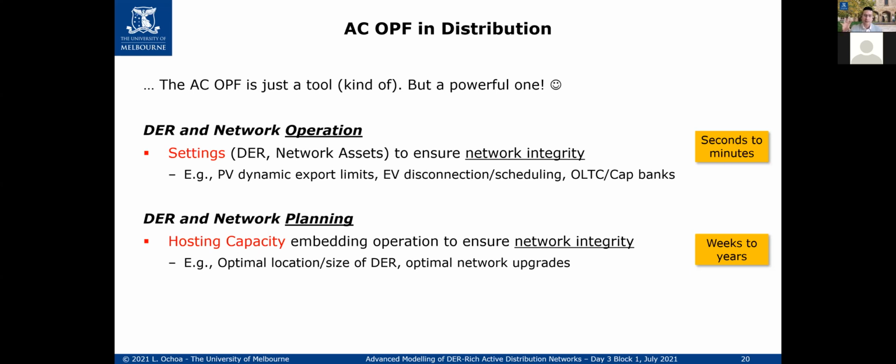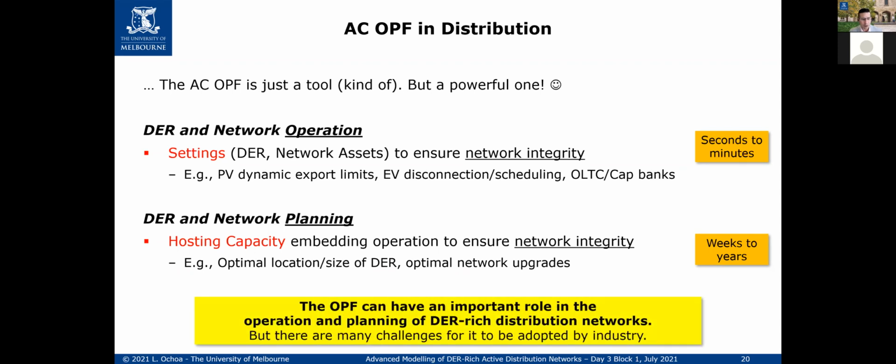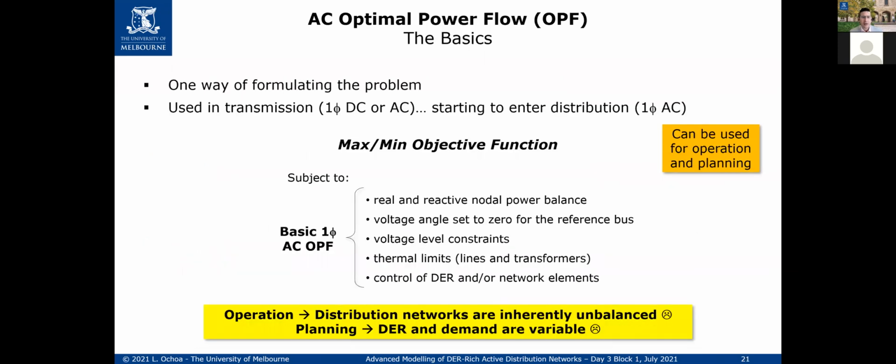But the timescales are very different, which means also, of course, their applications or their formulations are going to be different, right? With operation, you want to be precise and fast. With planning, you don't need to be that precise because it's to inform planning, all right? And because the problem is going to be so big, well, you need to make some compromises. So the OPF can have a massive role in the operation and planning of distributed energy resources or DER-rich distribution networks. At the same time, there are many challenges for it to be adopted by industry. And we are going to discuss them.